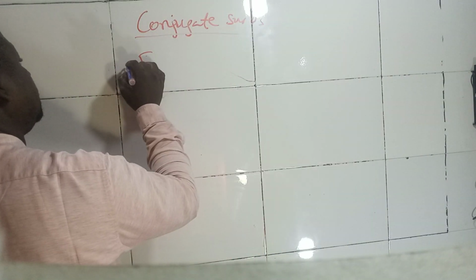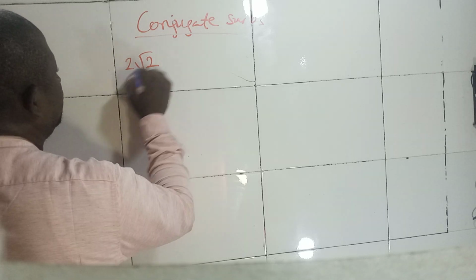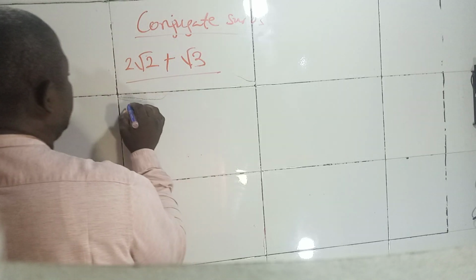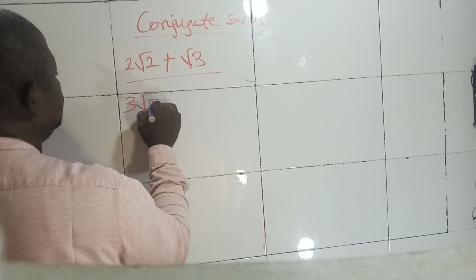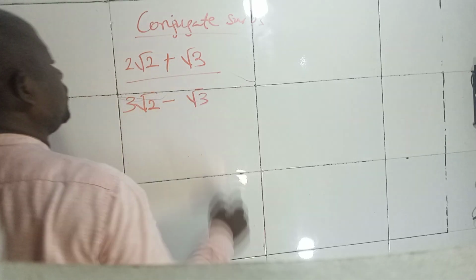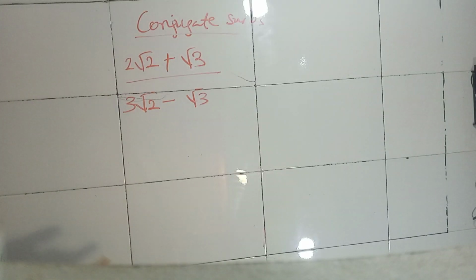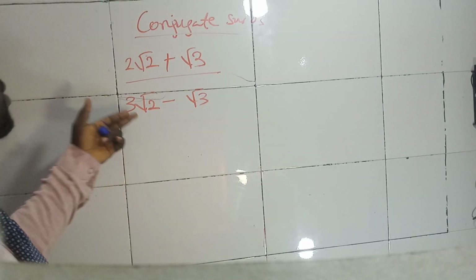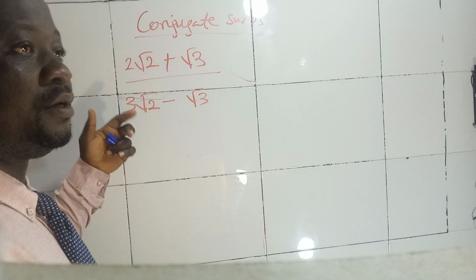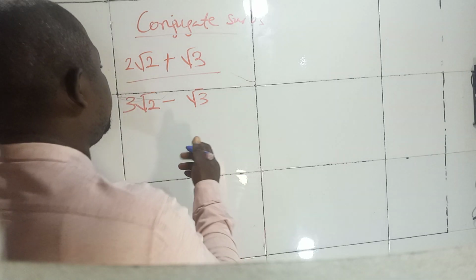Let's say I have (2√2 + √3) all over (3√2 − √3). So we want to solve this. Like I told us, for us to do this, your answer must not be left in surd form; your denominator must not be left in root form. So you rationalize. How do you rationalize?